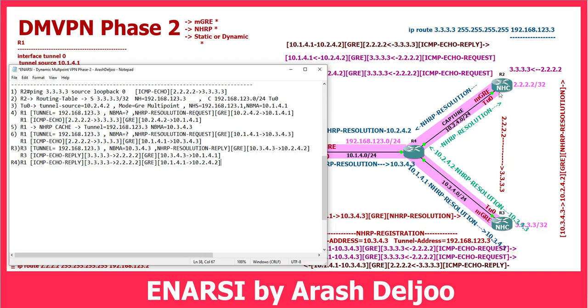Now router 2 has the NBMA address of router 3. Because of that, in the next ICMP echo it can use it. Look at here, in the next ICMP echo, this is, for example, step 7, this is step 8, and then this is step 9. In step 9, the next ICMP echo can be encapsulated directly to router 3.